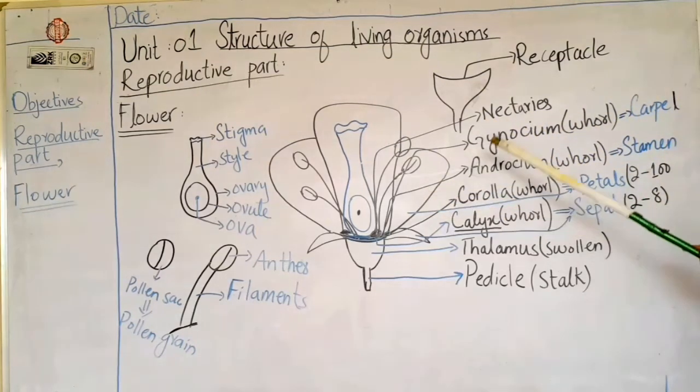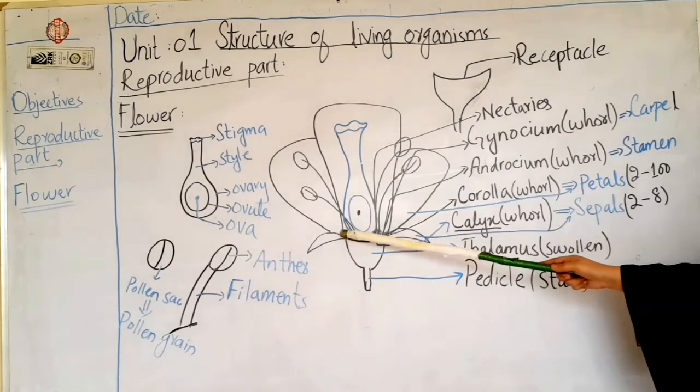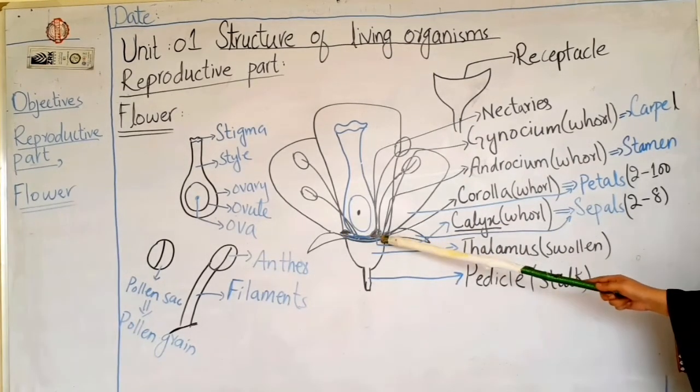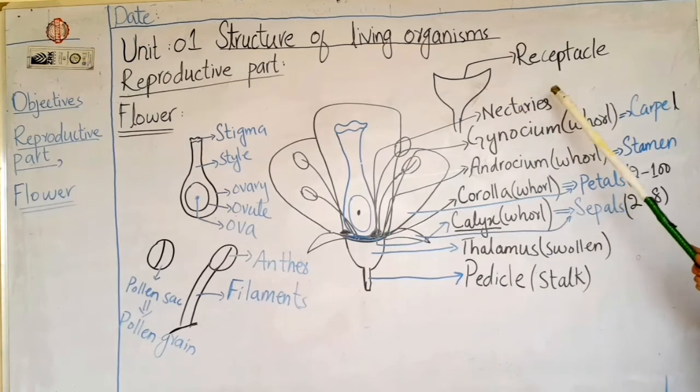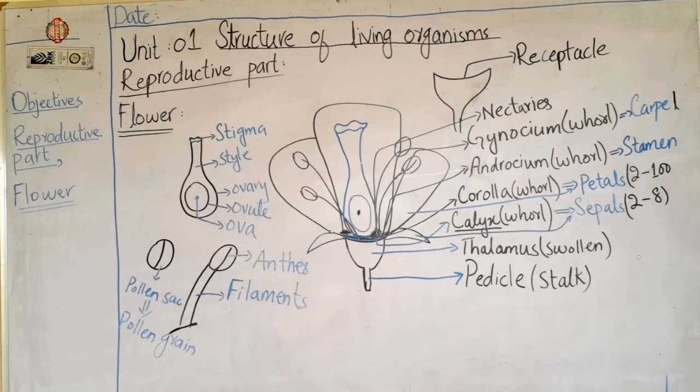Along with all these parts, it consists of certain glands, and the name of those glands is nectaries, which are present at the base of the flower. Here they are present. What they actually do is secrete certain sweet substances which are known as nectar, which are involved in the attraction of the insects for the process of pollination.